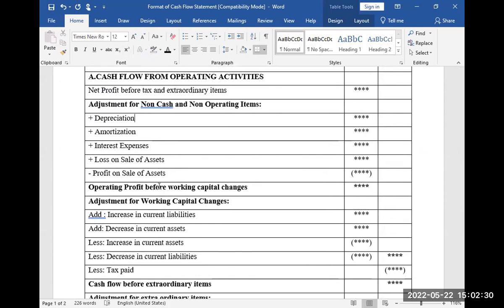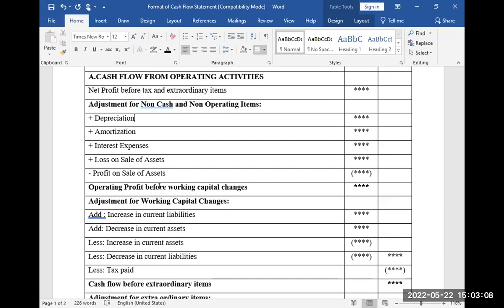One is the opening balance of cash and cash equivalents, plus or minus net cash flow from operating activities, plus or minus net cash flow from investment activities, plus or minus net cash flow from financing activities. When these 4 are added together, what you get is the fifth one, the closing balance of cash and cash equivalents. That should match the balance sheet closing balance of cash and cash equivalents of the current year. For that, there's an explanation here.